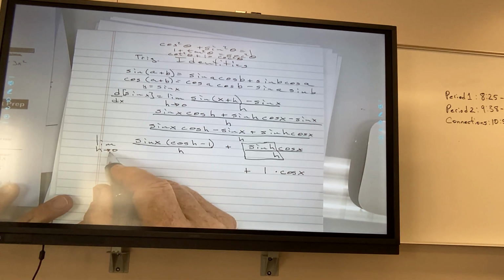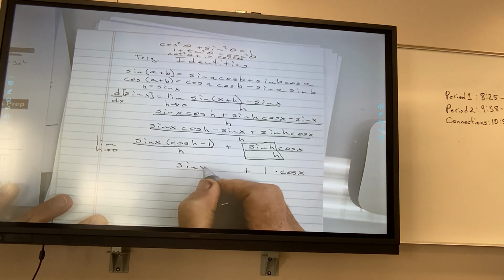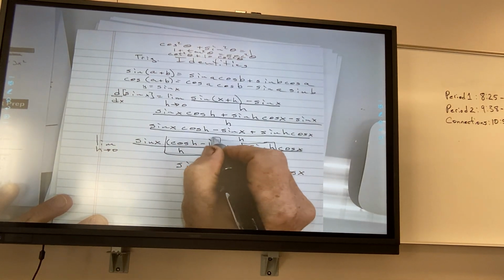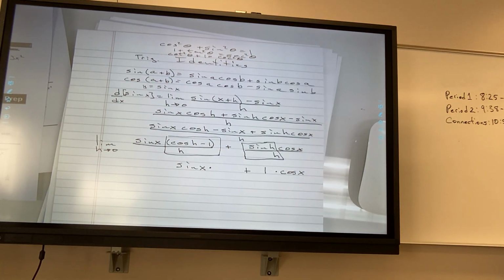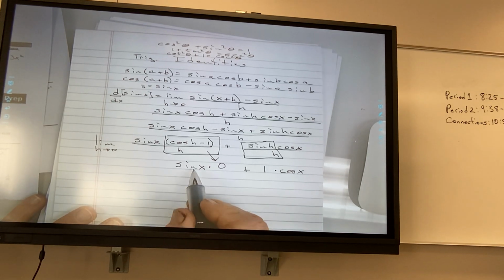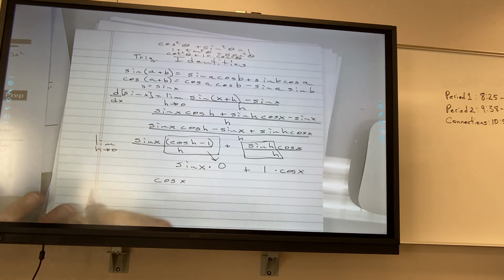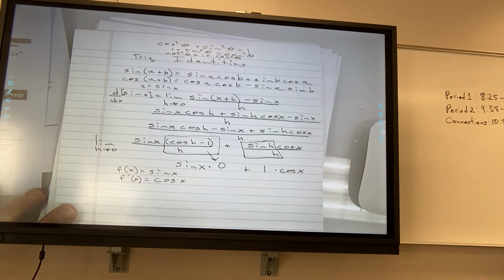Plus. Now again, h is changing, so it doesn't affect the sine of x. It only affects this. Does anybody know what that limit is? The one in the square, that would be a 0? That's a 0. So what is sine times 0? 0. So you're left with cosine of x. So if f of x equals the sine of x, its derivative is the cosine of x.